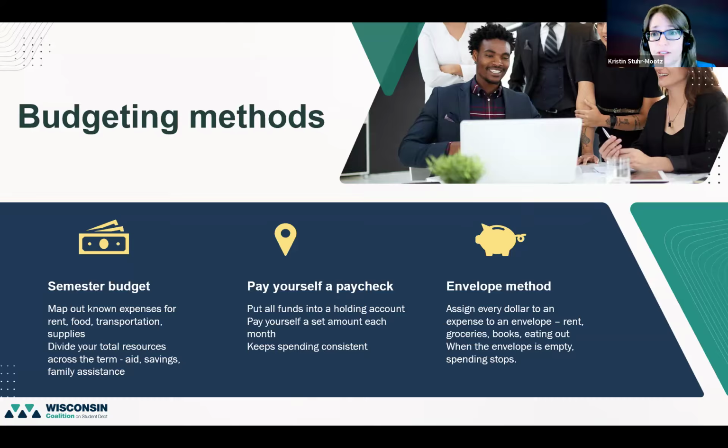Another option is to pay yourself a paycheck. So this helps avoid the temptation of spending that lump sum you receive at the start of the semester. You'd put those funds into a separate account and then transfer money or pay yourself on a monthly basis. This way you help conserve your funds and spend them consistently and ensure you don't overspend on items outside of your budget.